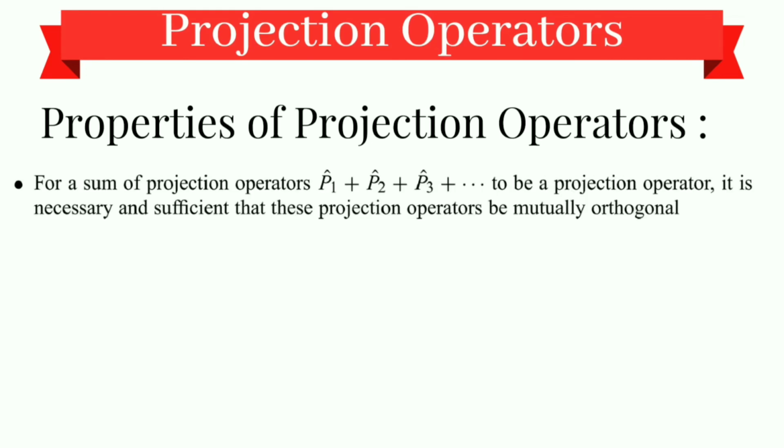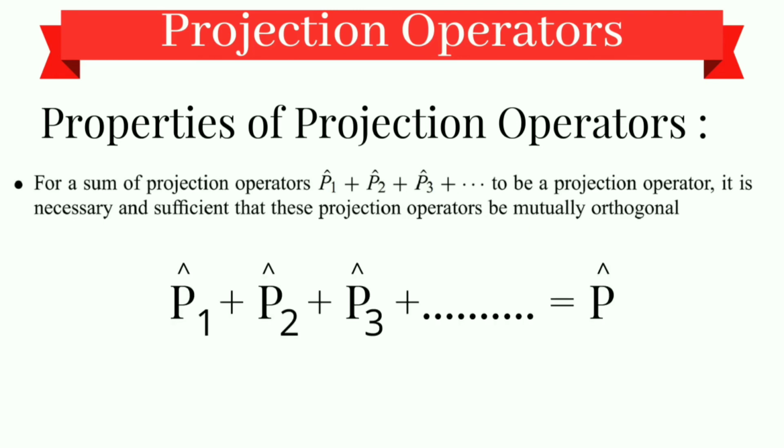Now number 4, for a sum of projection operators like P1 plus P2 plus P3 and so on to be a projection operator, it is necessary and sufficient that these projection operators be mutually orthogonal. So after adding many projection operators, we will get a projection operator only when the product of P1 and P2 is equal to 0. Similarly, P2 into P3 would be 0 and so on. Then it would be a projection operator.